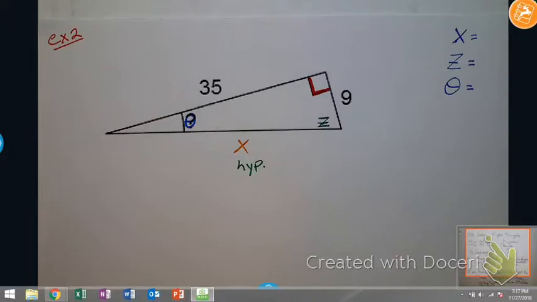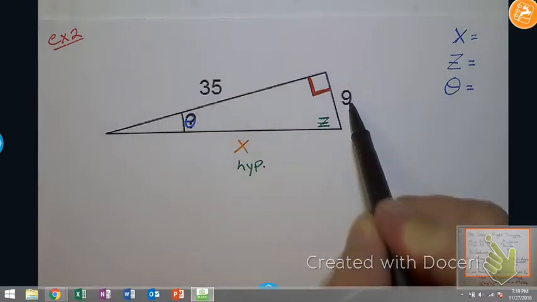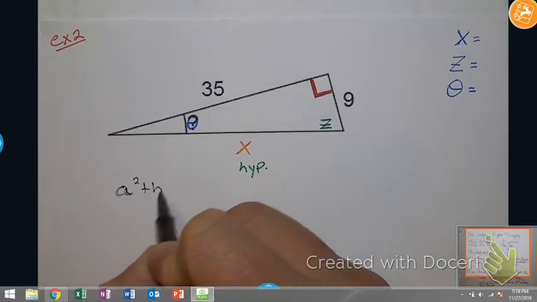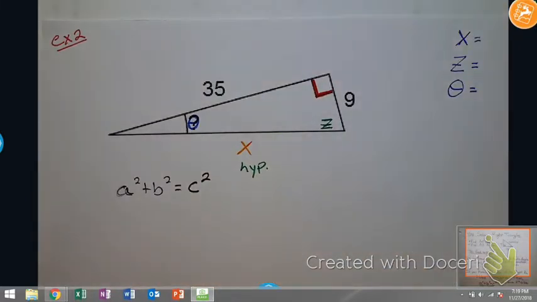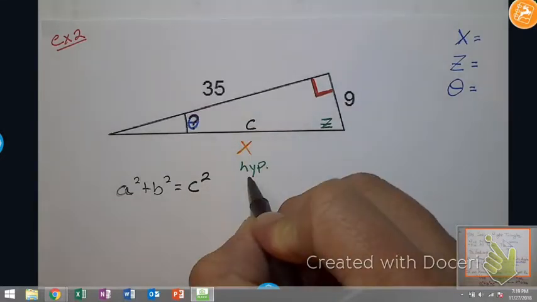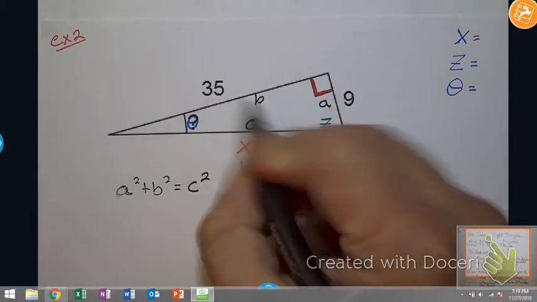Let's solve for the missing side first. To solve for this missing side x, I'm going to use the Pythagorean theorem. We already know that one side is 35, another side, the leg, is 9. To find the third side, the Pythagorean theorem is the fastest, most direct way. A squared plus b squared equals c squared. What's always important to remember is that the hypotenuse has to be c. X, the hypotenuse, that is c. I'm going to call 9 a, b is going to be 35.